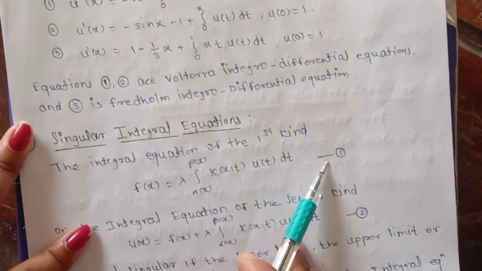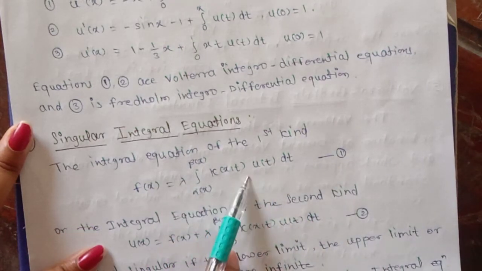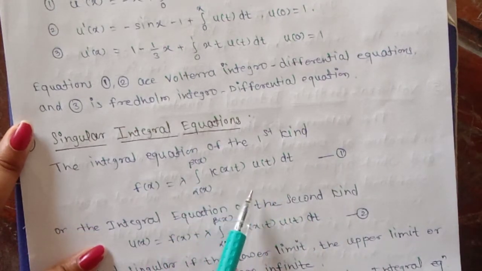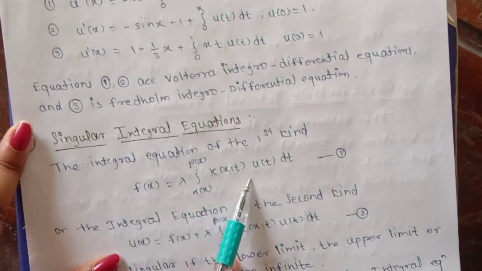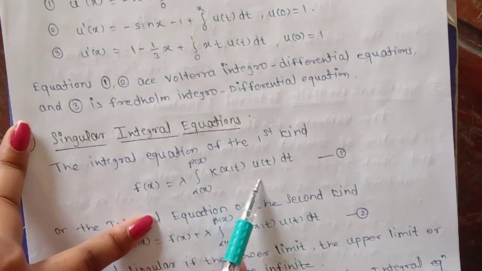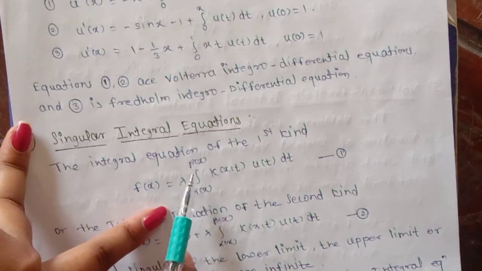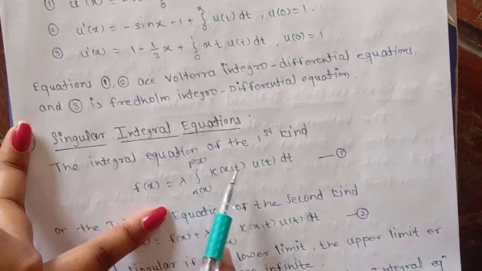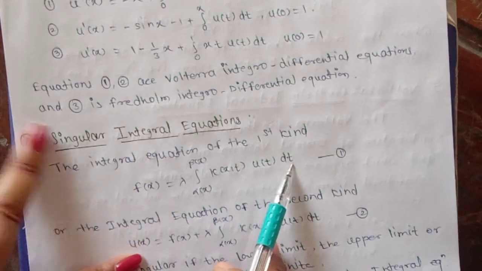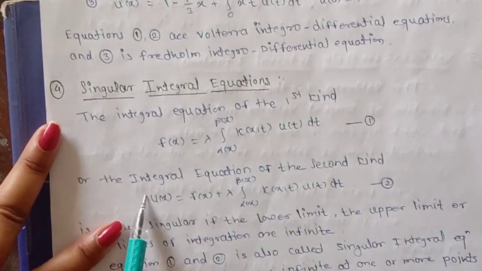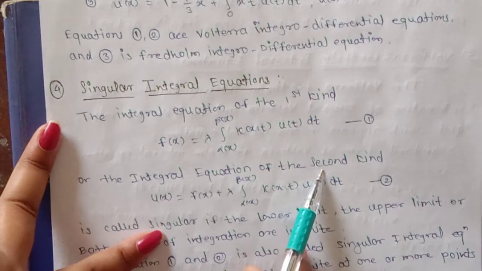Suppose this is equation first. We know the first kind of Fredholm and Volterra integral equation. We put phi of x equal to 0 in the standard form of a Volterra and Fredholm integral equation. From this we get f of x is equal to lambda integral alpha x to beta x k x t u of t dt. Okay, so this is the form of the integral equation of the first kind.